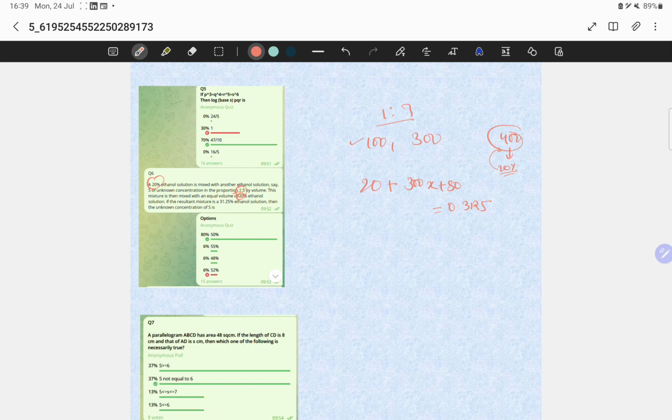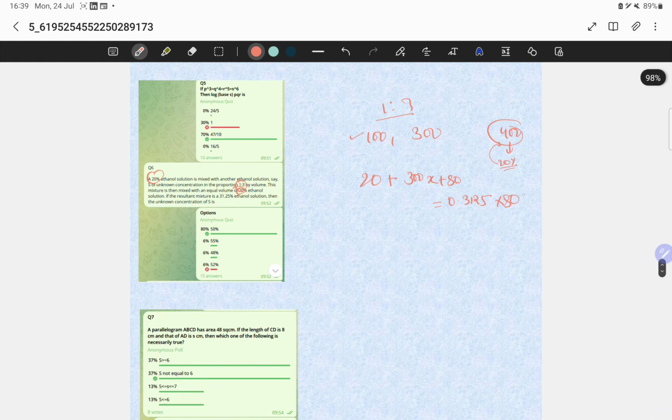So this will basically be 4 plus 4, 800. So the total will be 800, because it is given that it is 31.25% of the total. Now we solve this, and x will come out to be 1 by 2. So 1 by 2 means 50% is the answer to this question.